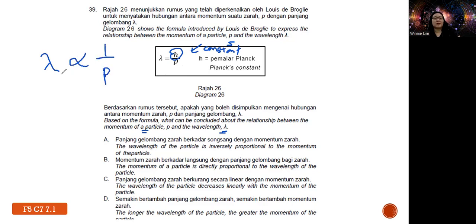The idea of inversely is simple. It means if this quantity increases, the other one will decrease. That's why I say inversely proportional. So the wavelength is inversely proportional to momentum, correct? The answer is there already. Then momentum directly to wavelength is wrong already. They do not increase together. The wavelength decreases linearly is also not an accurate term. The longer the wavelength, the greater the momentum is wrong. Greater refers to directly proportional.